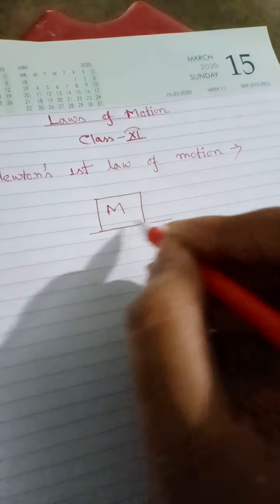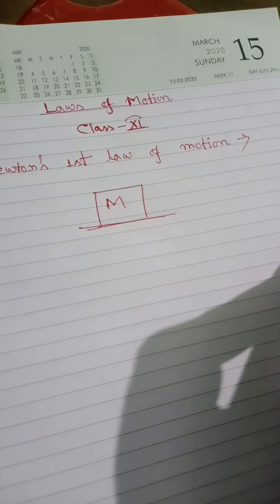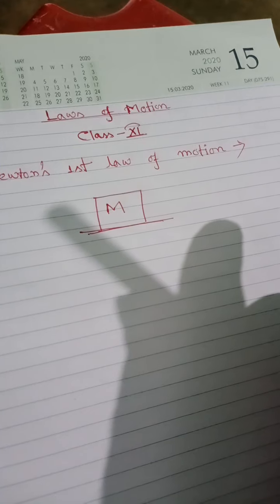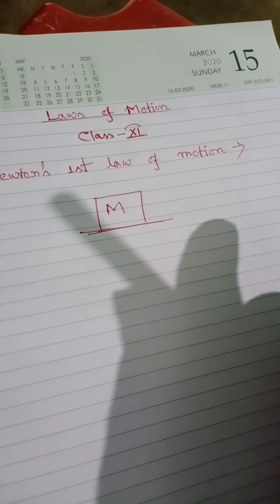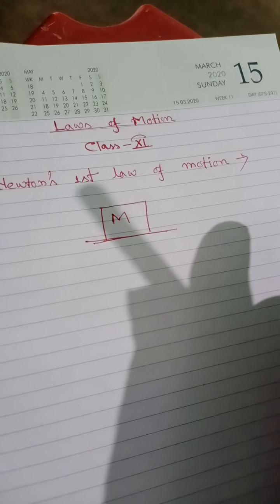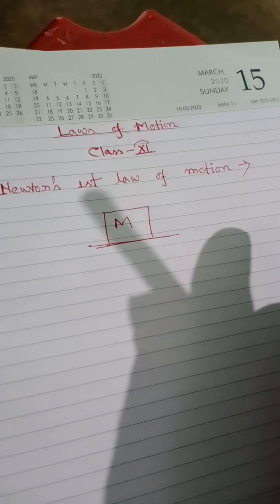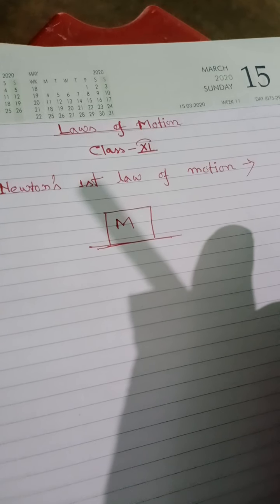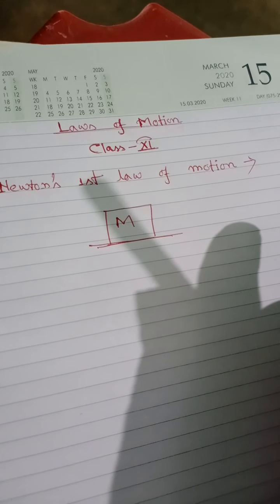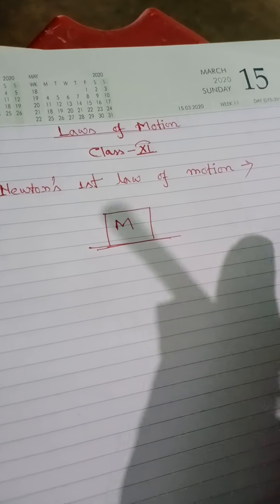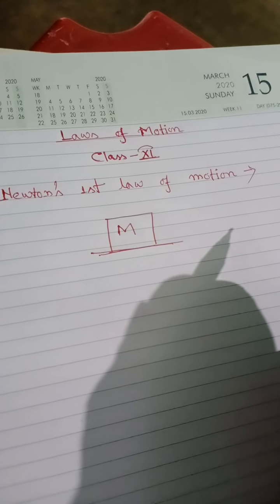of mass m. If this object is in rest, it will always be in rest. Suppose one book is on your table and if you never apply any external force on that book, no external force is applied on the book, then the book will always be in rest. So the rest body will always be in rest if no external force is applied on it.